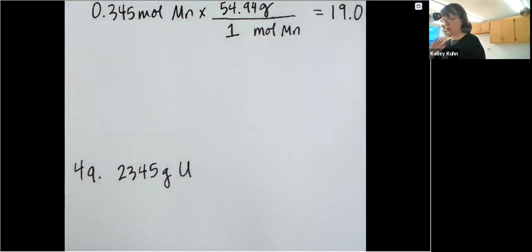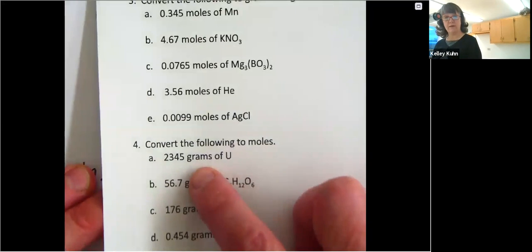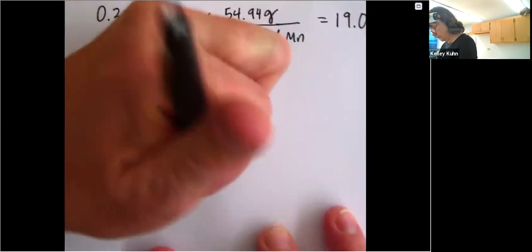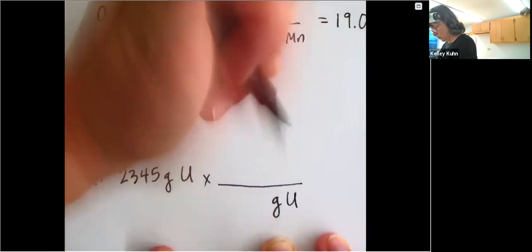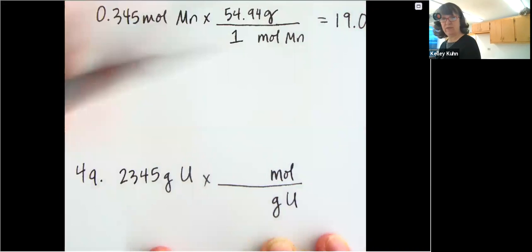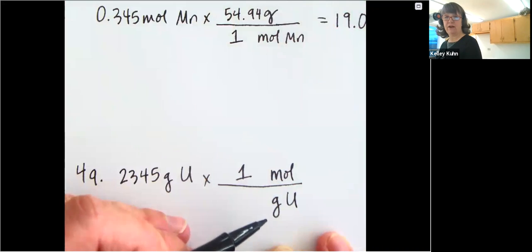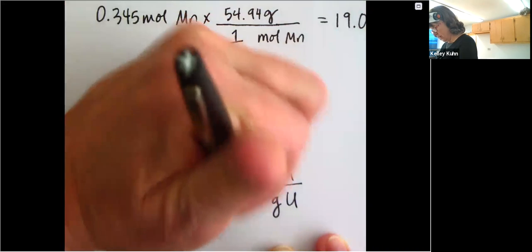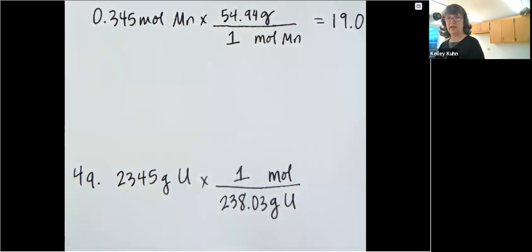So on the last type of problem, you'll see that we are starting with grams and converting to moles. So this time, I'm going to want grams in the denominator and moles on top. What number did we say always goes with moles? 1. Where do we always get the number for grams? Periodic table. If it's an element, it's just its average atomic mass. If it's a compound, it's the sum of all of the atoms in that compound.